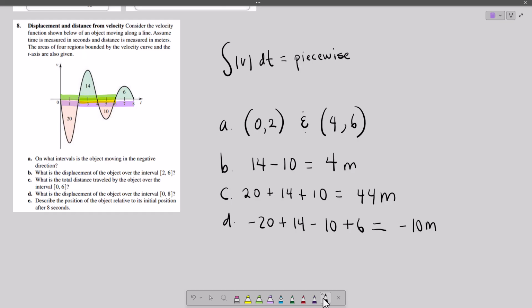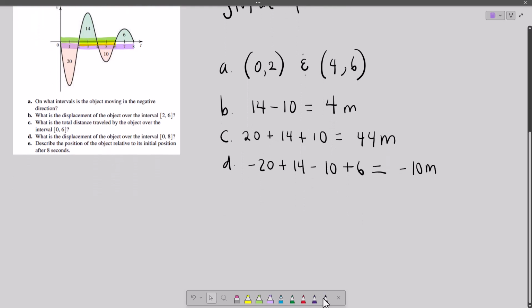Are we at -10 on the number line? No, not necessarily, because we don't know where we started. This doesn't tell us where S of 0 is. This tells us wherever we're starting, go left 20, go right 14, go left 10, go right 6. So -10 means left 10 units from where we started. So we're not at -10 because we don't know where we started. They never gave us the starting position.